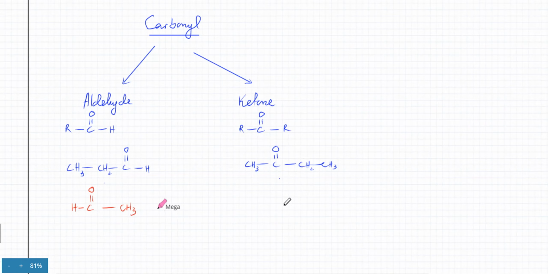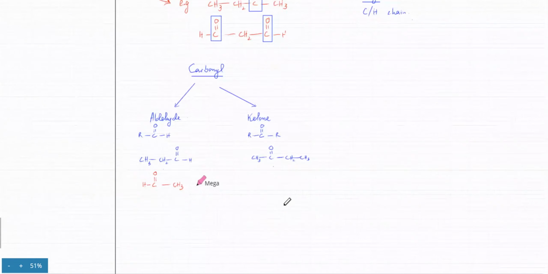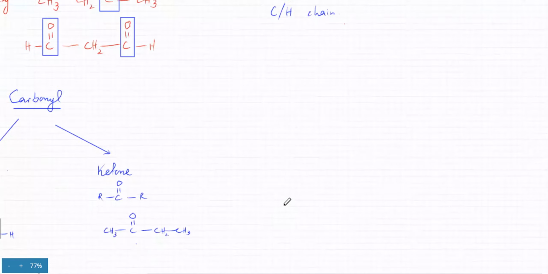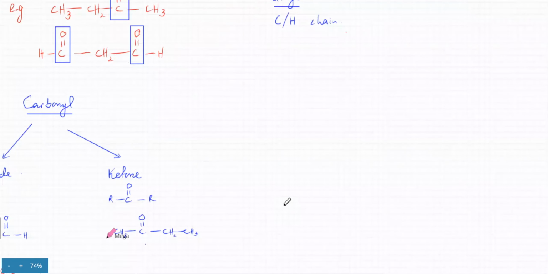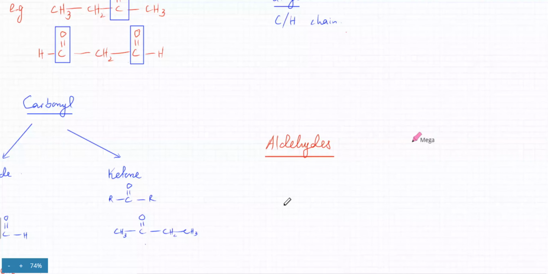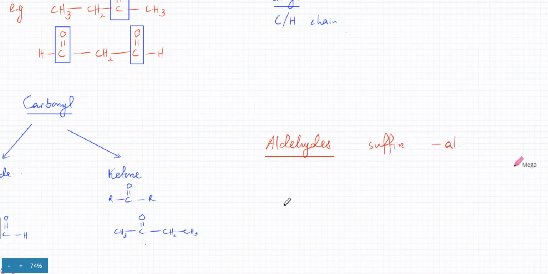So carbonyl compounds, aldehydes and ketones. Now, starting with the naming of aldehydes. In aldehydes, position is not an issue. Why is it not an issue? Because it's always at the end. So, aldehydes. The suffix for an aldehyde is al. Alcohol was OL, aldehyde is AL.